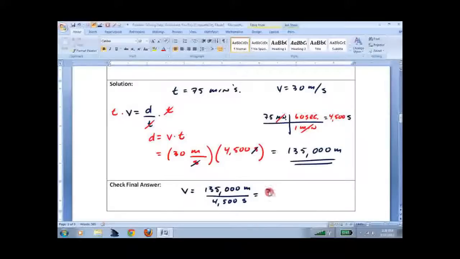I get 30 meters per second. Put a little check mark. Looks good to me. Strongly recommend rewinding that and going through it again if it was not clear. Even if it was mostly clear, I recommend rewinding it and checking it again.